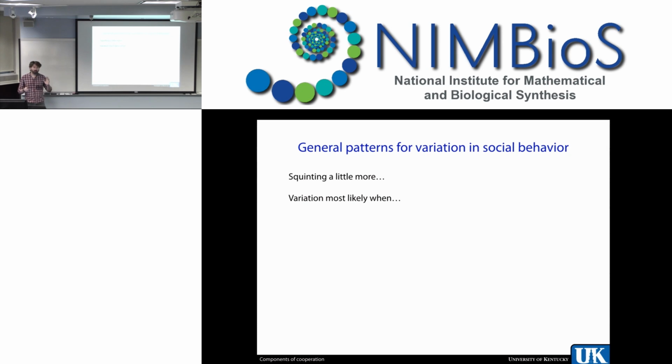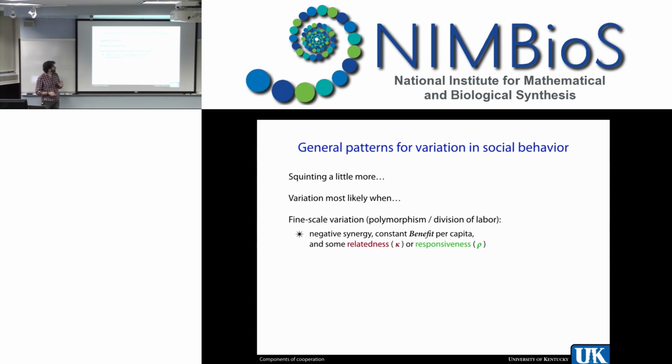But if we squint a little bit at the pattern that we see, it's mostly that if you want to look for variation, it's most likely at that fine scale within populations when there's some negative synergy, potentially when you have this constant benefit per capita, which means that you can increase the amount of cooperation in the group by just increasing the group size. And you need to add some relatedness and responsiveness in order for cooperation itself to be selected for, and then for that negative synergy to mean that some individuals should be doing cooperation and some should be doing not cooperation.